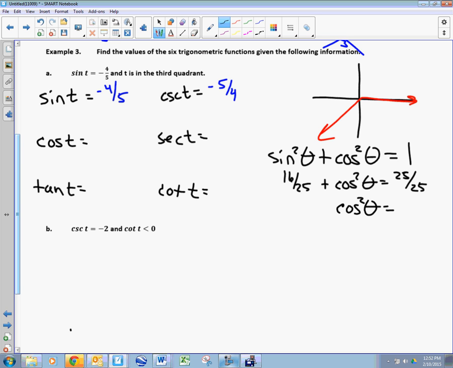cosine squared is 9 over 25. Square root, cosine of theta is plus or minus 3/5. We already decided it could be the positive one or the negative one. Negative because it's in the third quadrant. X is negative in the third quadrant. Very good. If I know cosine is negative 3/5, I know secant is negative 5/3.